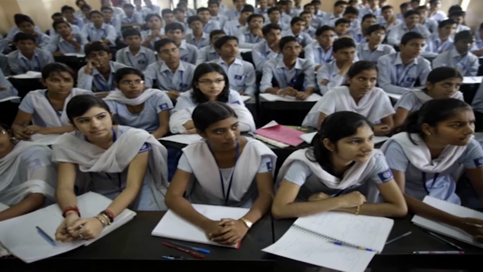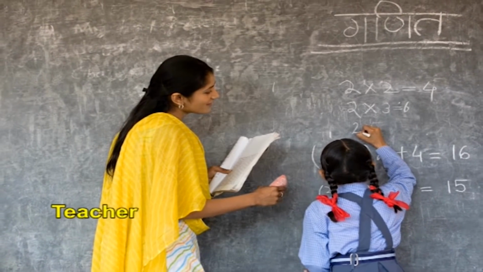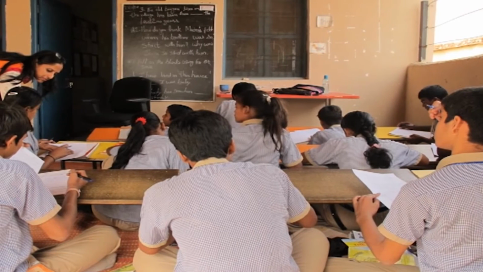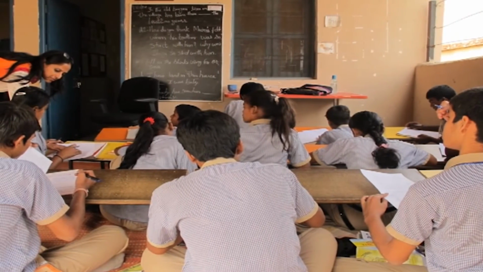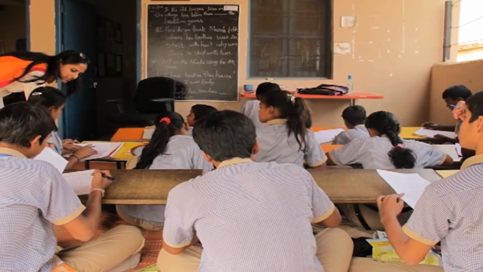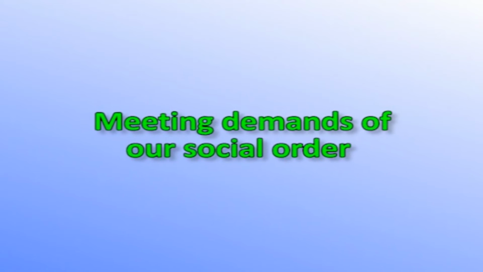studying only science subjects. B, other special needs are cared for by the teacher or counselor. For example, those studying science at +2 are helped in preparing for various science competitive or entrance examinations such as medical or engineering. Meeting demands of our social order.